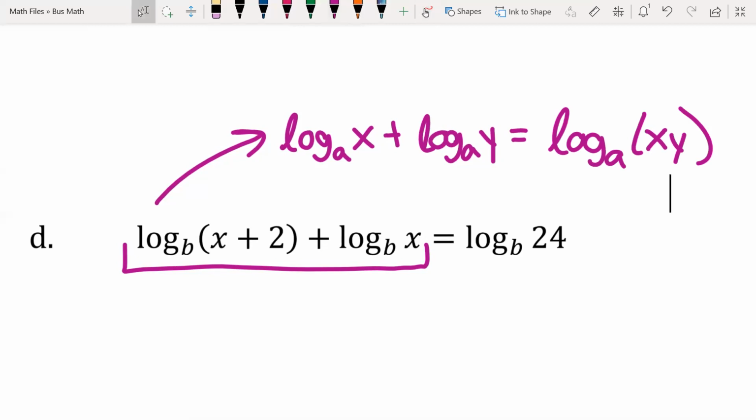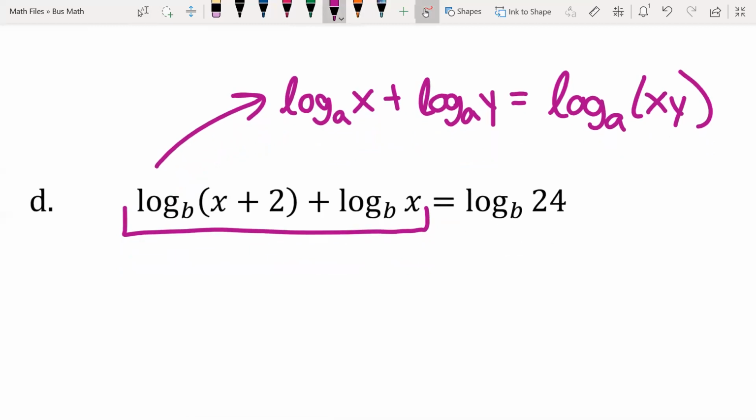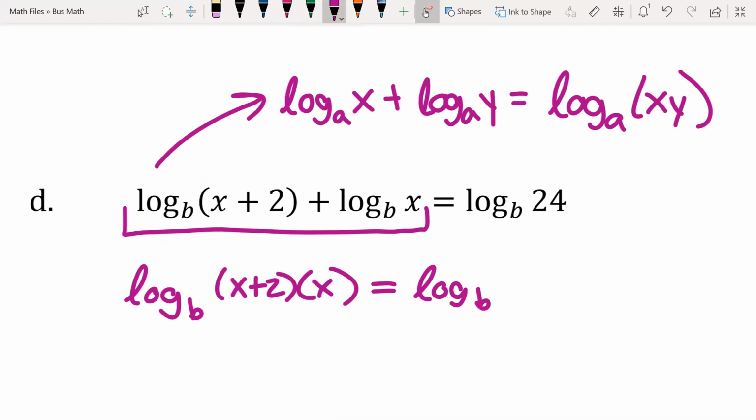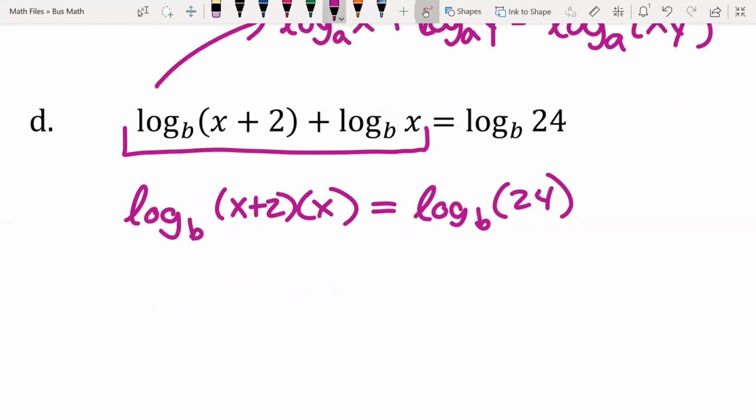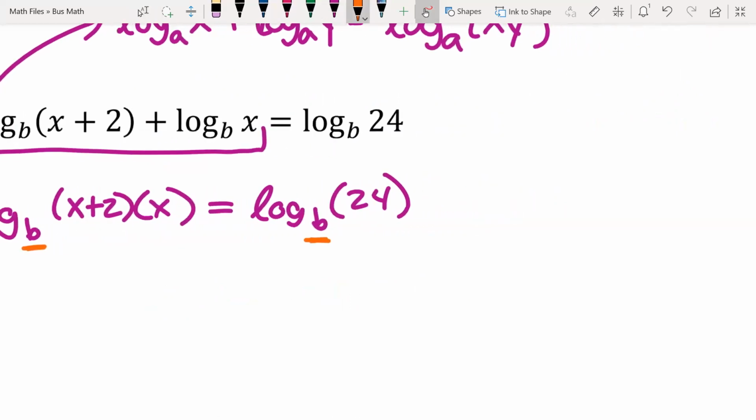So log base b of x plus 2 and log base b of x will become log base b of x plus 2 times x, equal to log base b of 24. Okay, so we took the sum of those two logs and put it back as a product. Now we can use another property. So these logs have the same base. So now we get to use the log equality property.